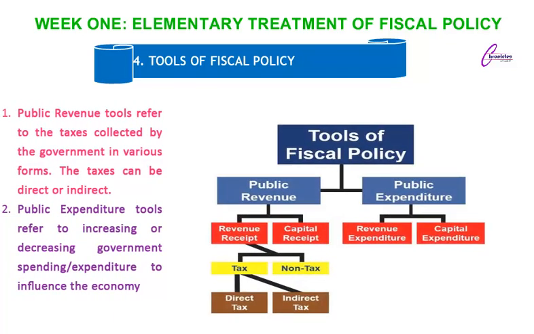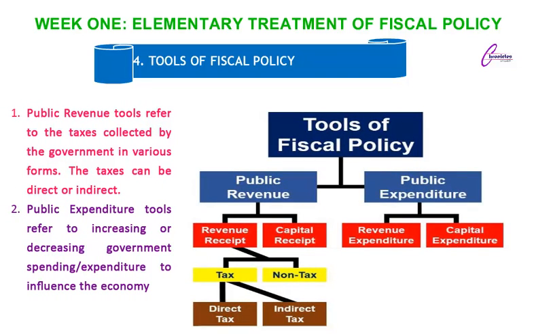Tools of fiscal policy. 1. Public revenue tools refer to the taxes collected by the government in various forms. The taxes can be direct or indirect. 2. Public expenditure tools refer to increasing or decreasing government spending or expenditure to influence the economy.